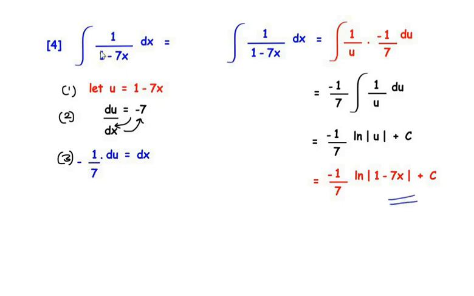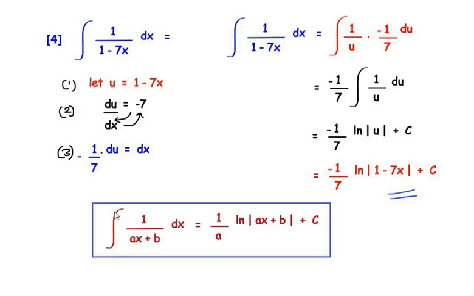Now there is a direct formula to integrate these kind of questions where we have a linear expression in the denominator. So the formula is integration of 1 over ax plus b dx is equal to 1 over a ln absolute value of ax plus b plus c. So to solve these kind of questions, you can also use this direct formula. Now let us move on to the next question.